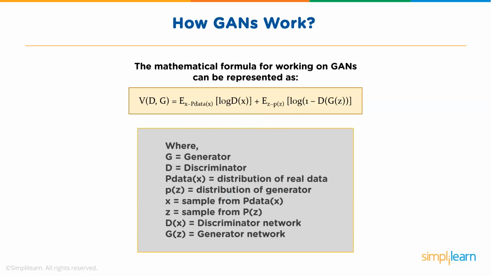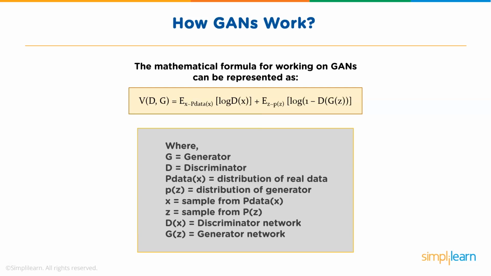Now the discriminator focuses to maximize the objective function such that D of X is close to 1 and D of G of Z is close to 0. It simply means that the discriminator should identify all the images from the training set as real, that is 1, and all the generated images as fake, that is 0.